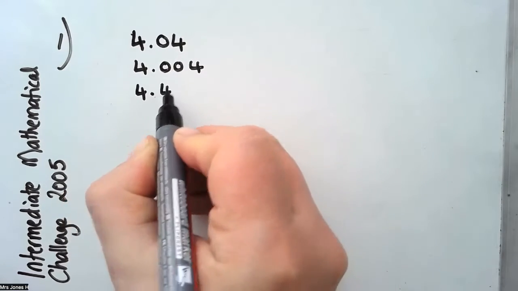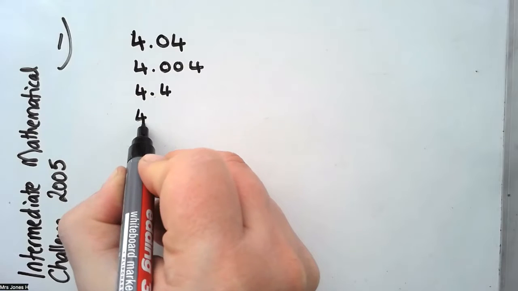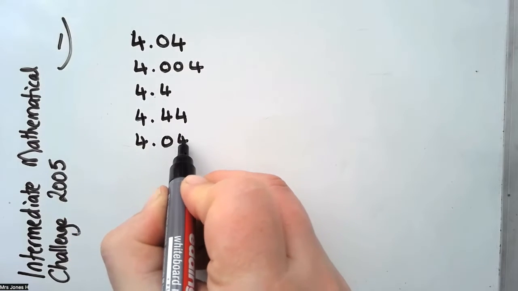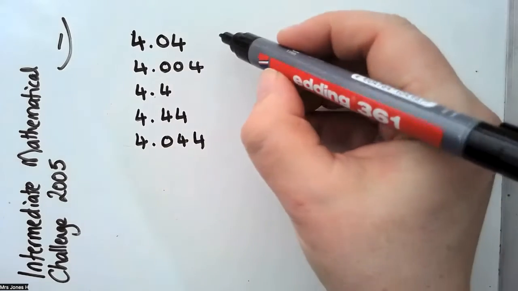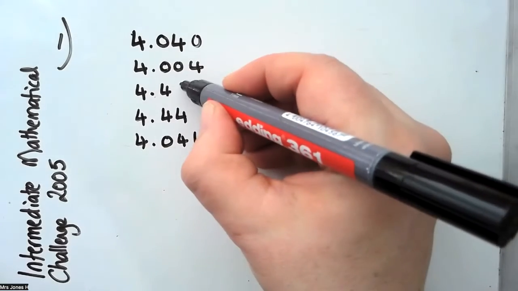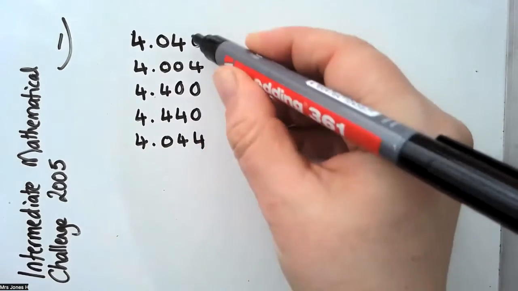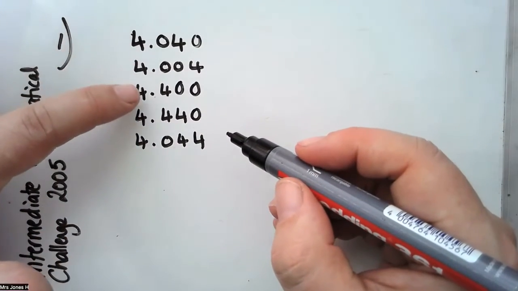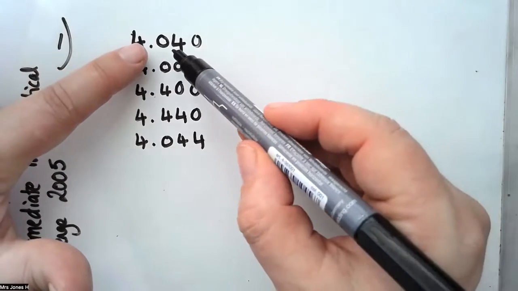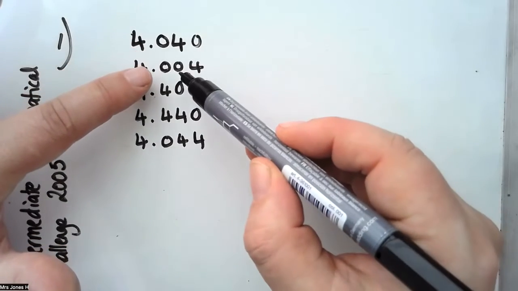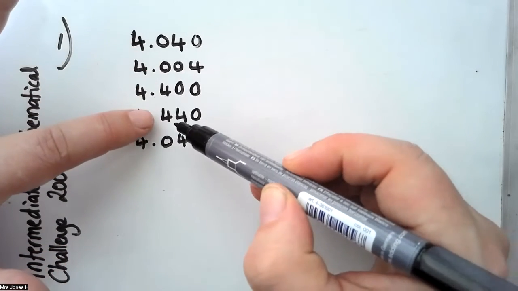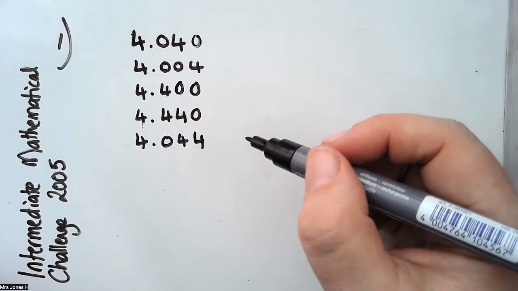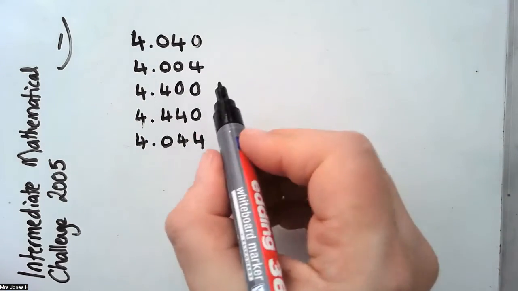The secret here is lining them up so that the place values are in the same place. And what I'm going to do is add some zeros to make sure that they are all 3 digits long. And then it becomes a lot simpler. Because here what we've got is the ability to look at these numbers. This becomes 40, this becomes 4, 400, 440, 44. Makes it much easier to work out which is the smallest and which is the largest.